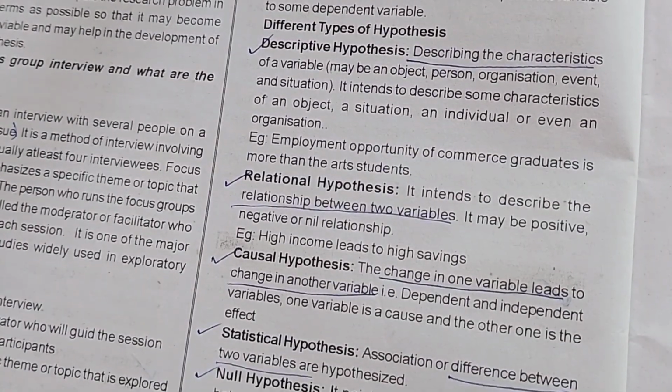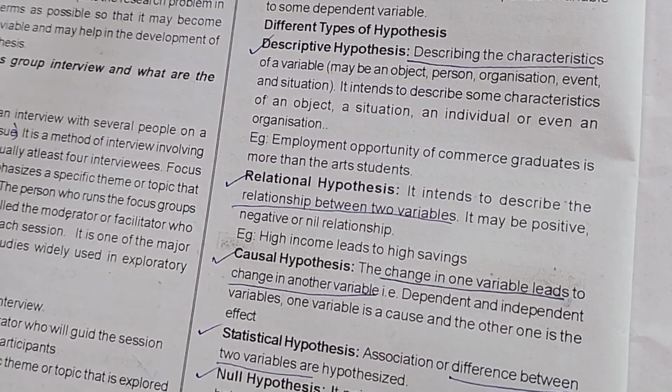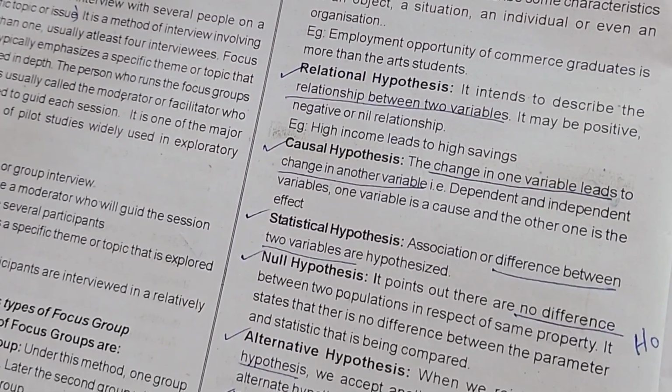Next, different types of hypothesis. Descriptive hypothesis, describing the characteristics of a variable. Next, relational hypothesis, relationship between two variables. Causal hypothesis, the change in one variable leads to change in another variable. Next, statistical hypothesis, difference between two variables are hypothesized. Next, null hypothesis, no difference between two populations in respect of some property.